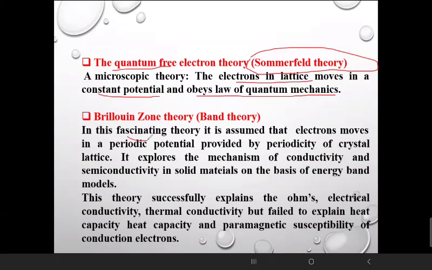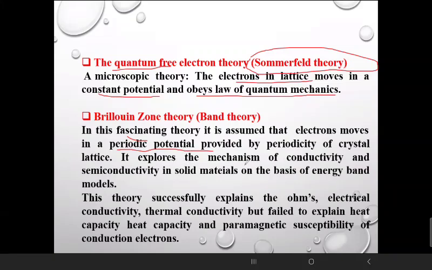So in this fascinating theory, it is assumed that electrons move in a periodic potential. See, periodic potential. That is the important point. In the previous case, constant potential. Here the potential is a periodic potential provided by the periodicity of the crystal lattice.